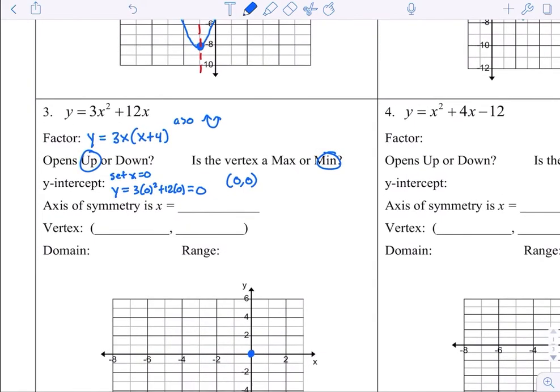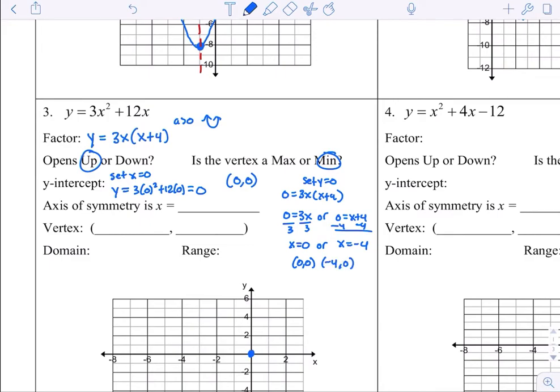Okay, in order to find the axis of symmetry, we have to find our roots. So let's set y equal to 0 to find our roots. 0 equals 3x times x plus 4. So we either have 0 equals 3x or 0 equals x plus 4. Solve for x: x is going to equal 0, or subtract 4 from both sides, x is going to equal negative 4. So our roots are (0, 0) and (negative 4, 0).